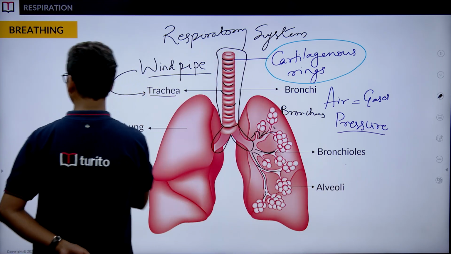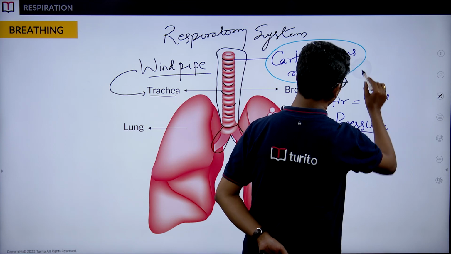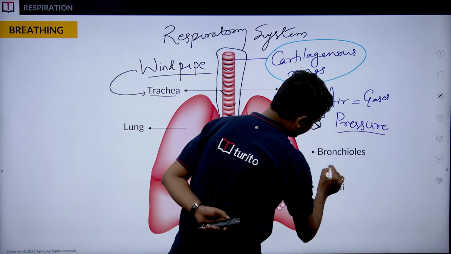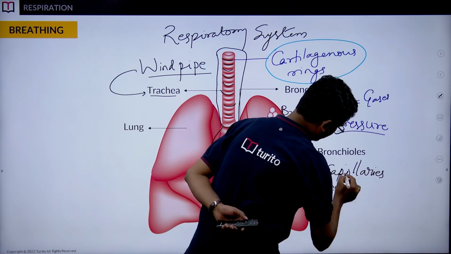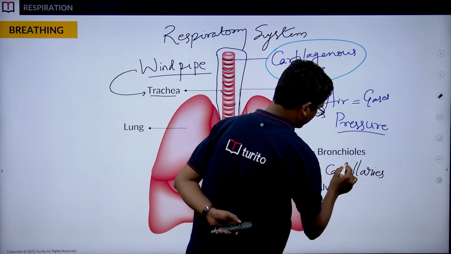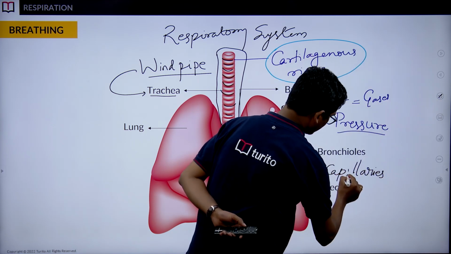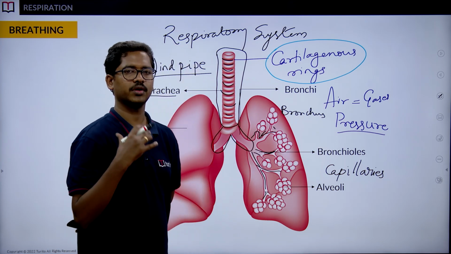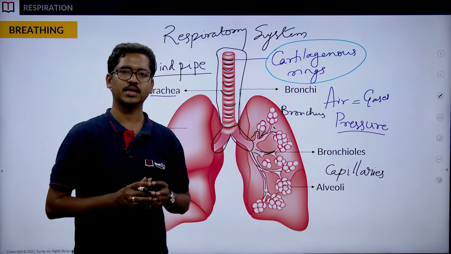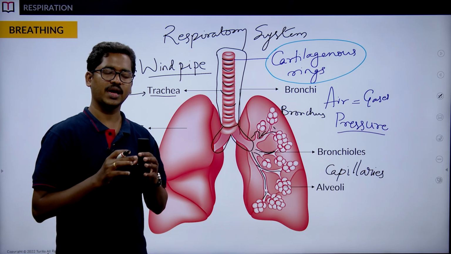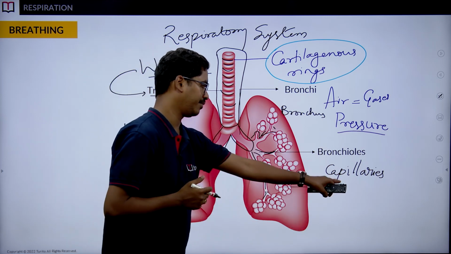I will write on the screen here. If you see here, it is mainly composed of blood capillaries. So the alveoli is surrounded by a thin membrane under which lie the blood capillaries, and those blood capillaries help to have the sufficient respiratory gases, that is, exchange of respiratory gases occurs at the alveoli.